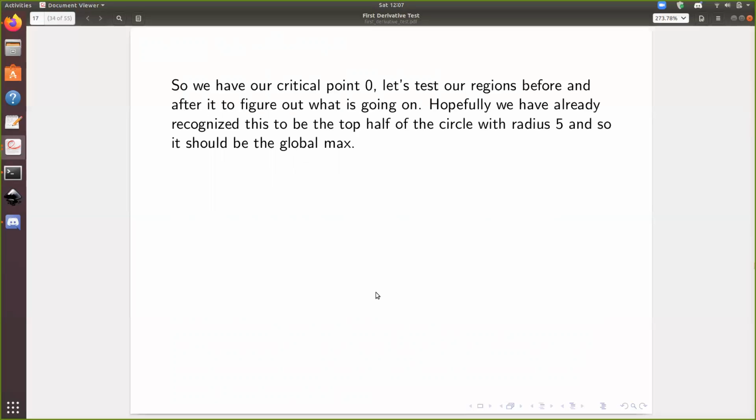All right, so we have a critical point at 0. Let's test our regions before and after to figure out what's going on. Hopefully, we've already recognized this to be the top half of the circle with radius 5. And so it should be a global max. And it's going to be right there at the top of the circle at 5, right?